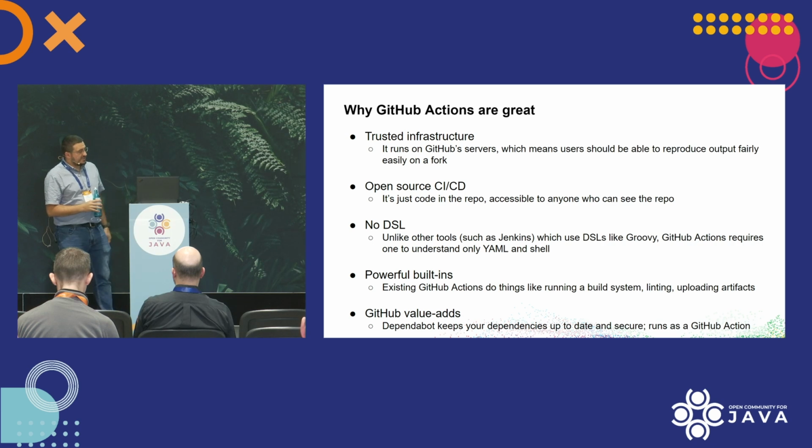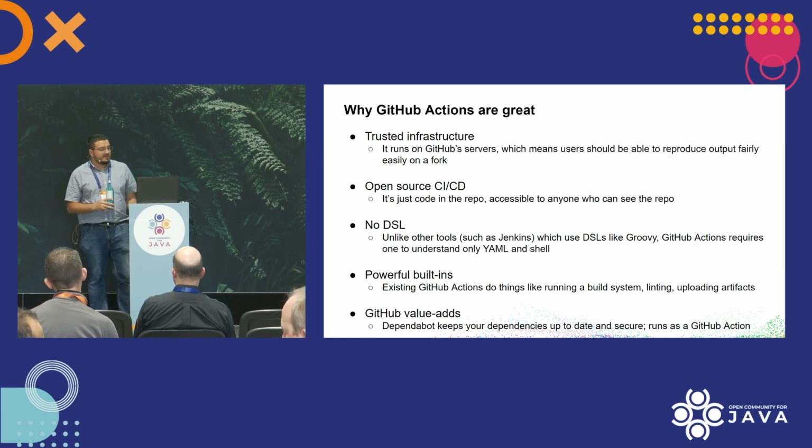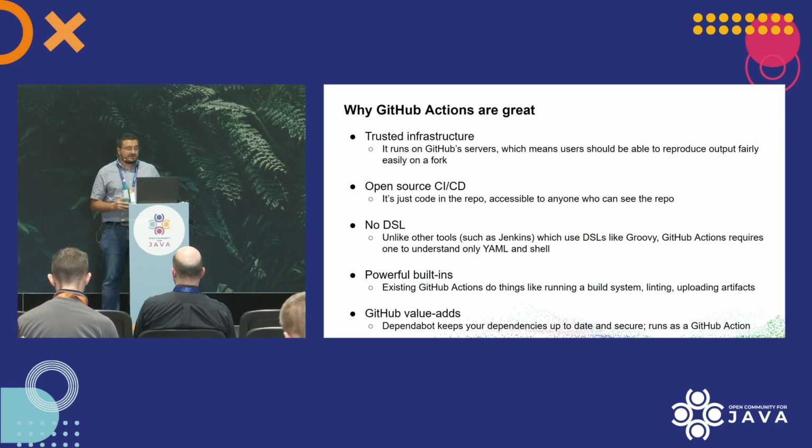The other thing is there's no DSL. Jenkins, for example, uses Groovy, so you have to learn Groovy and you have to figure out how to integrate Groovy with the stuff you're doing. This is simply YAML. YAML's pretty easy to understand, and then everything else is just shell script that you can run. So I think the learning curve is very, very easy to get past.